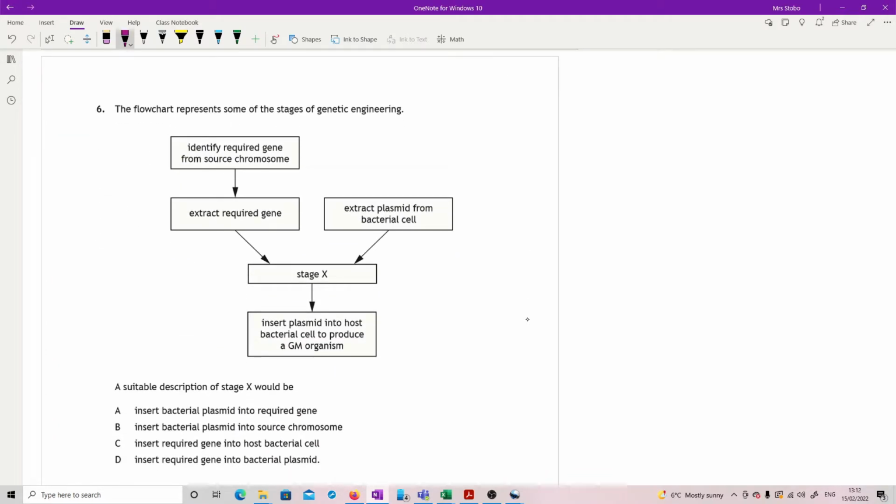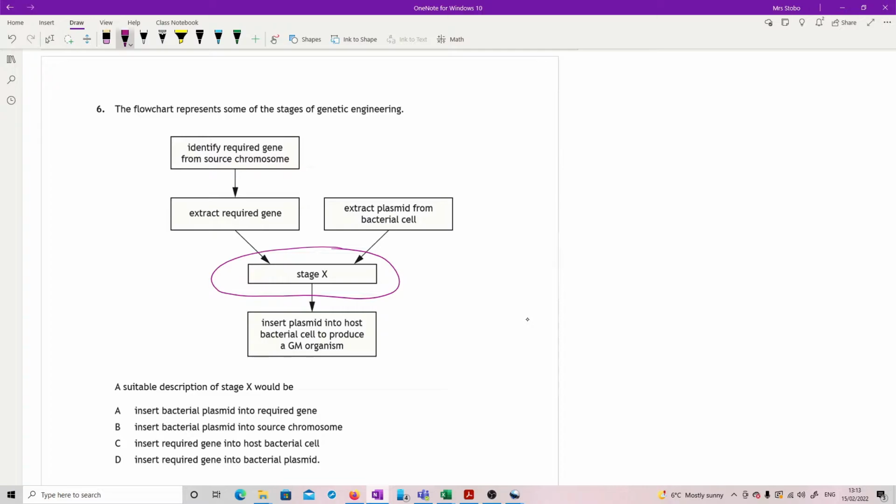Question 6, we've got stages in genetic engineering. So we've got identify required gene from source chromosome, extract it. And then on the right hand side we've got extract the plasmid, stage X, and then we've got insert the plasmid into the host bacterial cell. So in stage X, what I've got to do is to join the gene and the plasmid together. So they're asking for a suitable description of X.